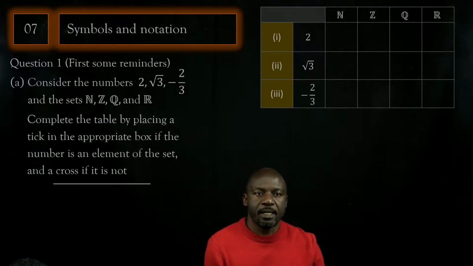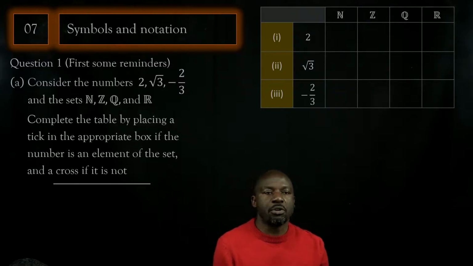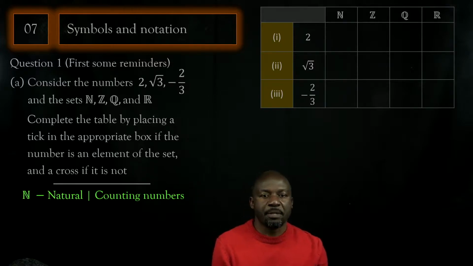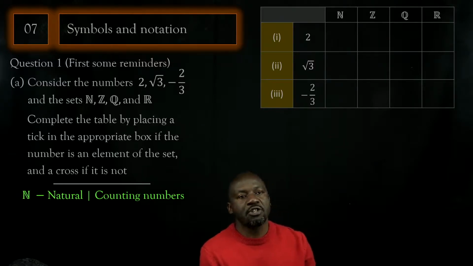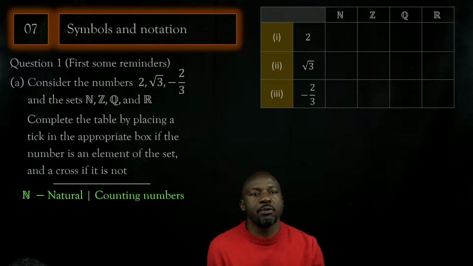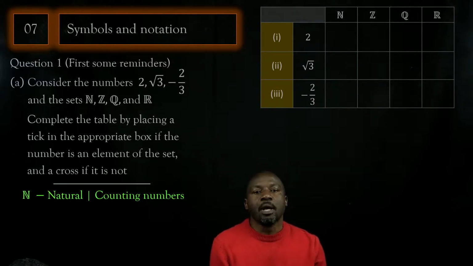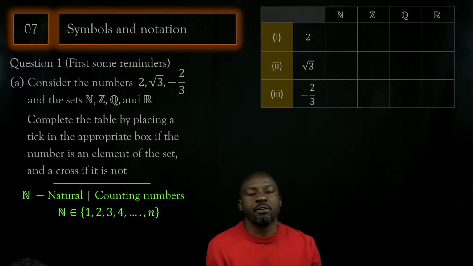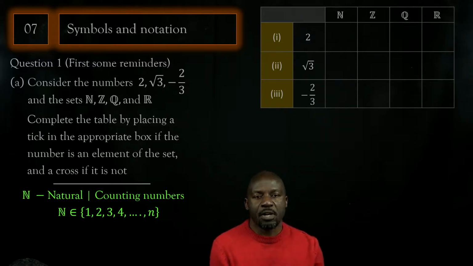So what does N refer to? You can pause the video and think about the set notation N. The set notation N refers to natural numbers, also referred to sometimes as counting numbers because they are the numbers we use for counting objects, right? 1, 2, 3, 4, and so on. By definition, the set N is the set containing elements such as 1, 2, 3, 4, and so on. We refer to these as counting numbers or natural numbers.